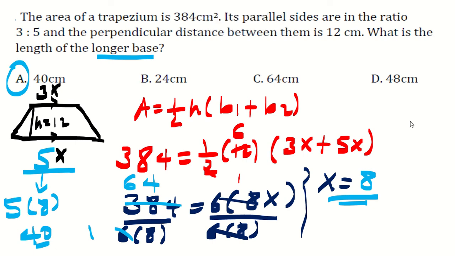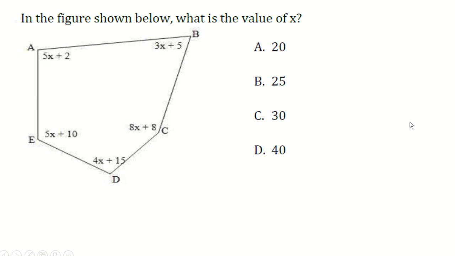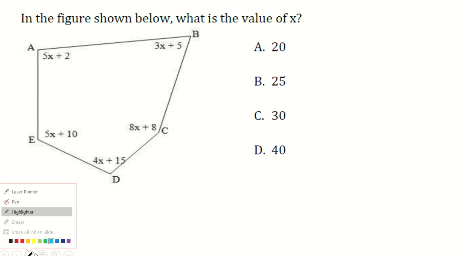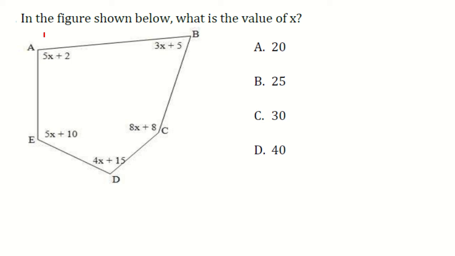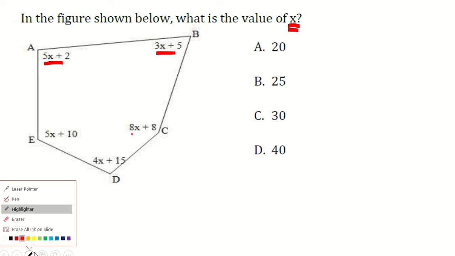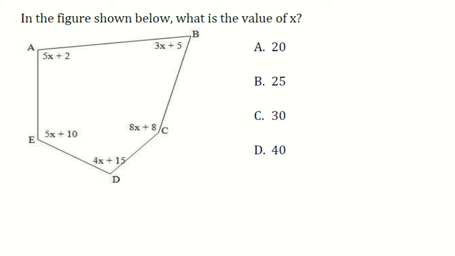Okay, when we go to the next question, as you see here in the figure, it says in the figure shown below, what is the value of x? We need to find x. There are angles given, angle A, B, C, D, and E, in terms of a variable. Angle A, for example, as you see here, is 5x plus 2, and angle B is 3x plus 5, and it goes in this manner. And then, what's the value of x?